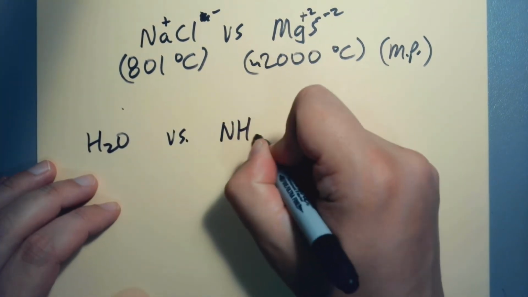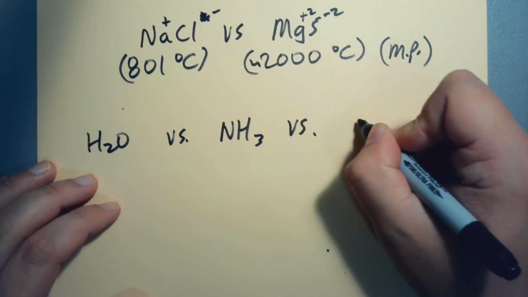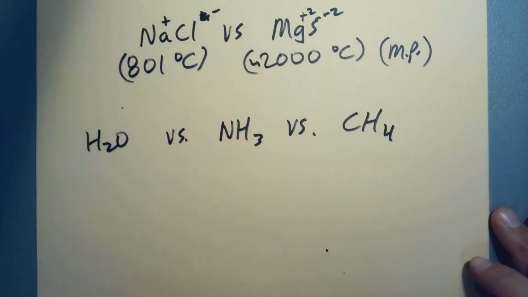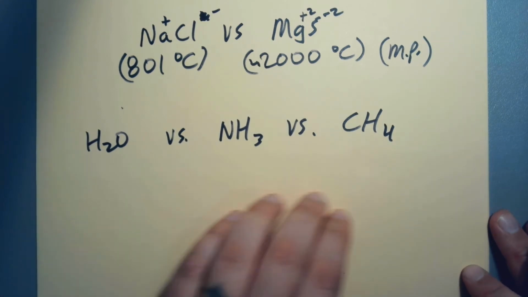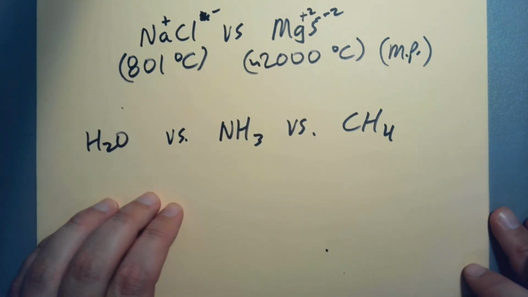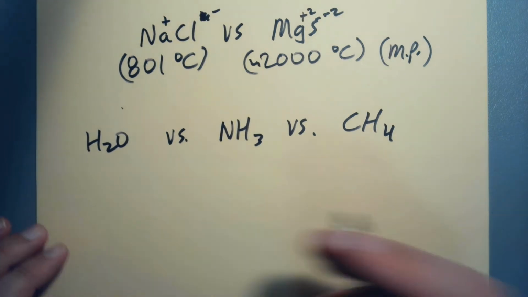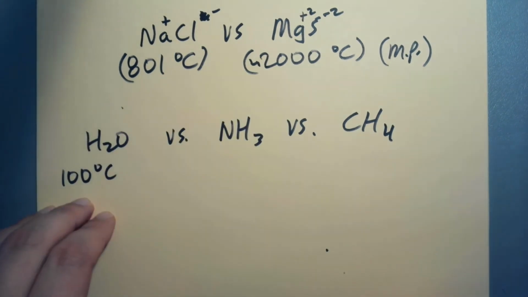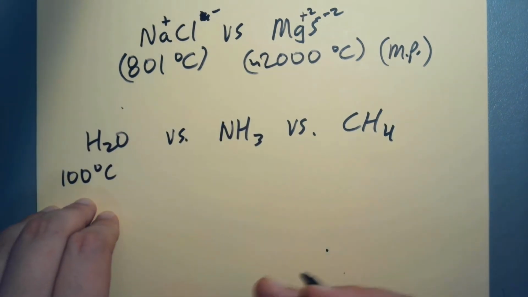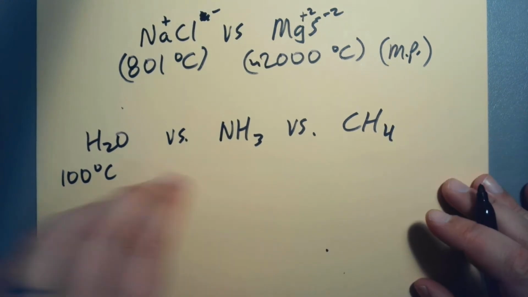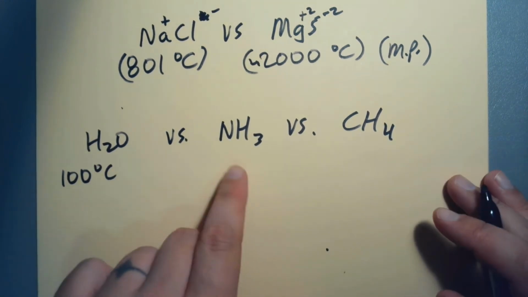Another example, if we compare water versus ammonia versus methane. These are all going to be well below our ionic compounds, and I'm actually going to show you the boiling points for these. So, water, 100 degrees Celsius. Hopefully you knew that, right? Our Celsius system is built off of the freezing point being 0 and the boiling point being 100. So water literally defines the scale.